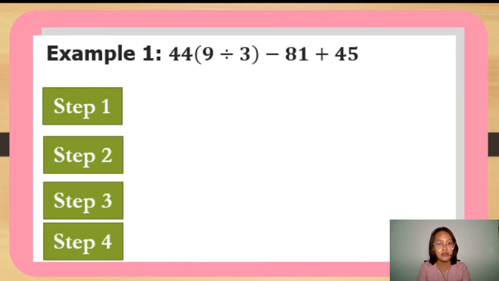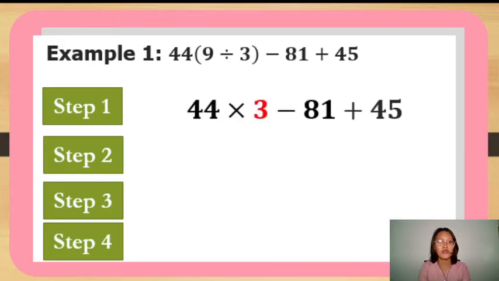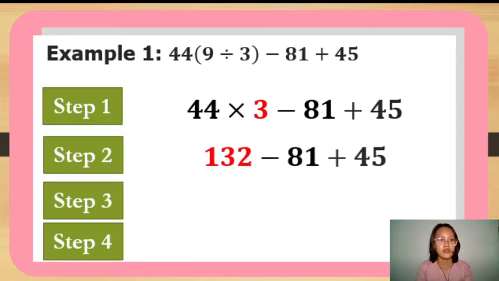Step 1 natin, according to our rule, according doon sa na-discuss ko kanina, unahin daw po munang i-perform ang operation inside the parentheses. So, ano ba yung operation natin inside the parentheses? Correct, that is division. So, you have to divide first before you multiply, subtract, or add. So, ito po yung magiging sagot natin. After that, multiply or divide from left to right. So, ang natira na lang natin is multiplication. So, you have to multiply first. So, we're gonna have 132 minus 81 plus 45.